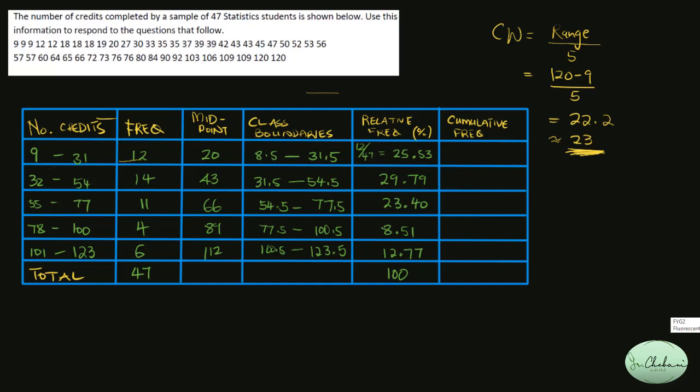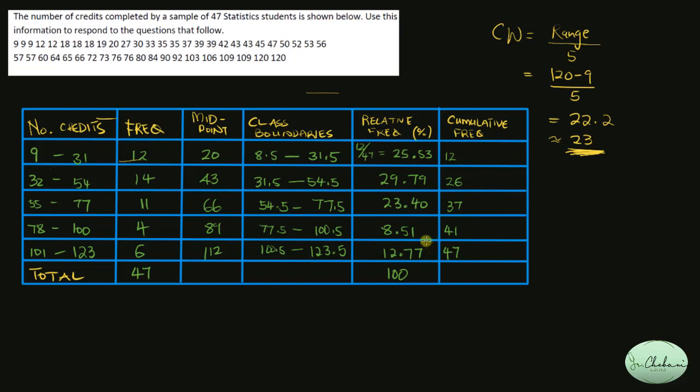So how do we do it? We add successive frequencies. The frequency for the first class is 12. We add that to the frequency of the second class, which is 14. So 14 plus 12 gives us 26. We add this 26 to the frequency of the next class. So 26 plus 11 gives us 37. Then 37 plus 4 gives us 41. And then 41 plus 6 gives us 47. Right? So that's our cumulative frequency.